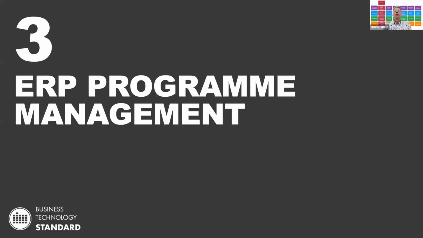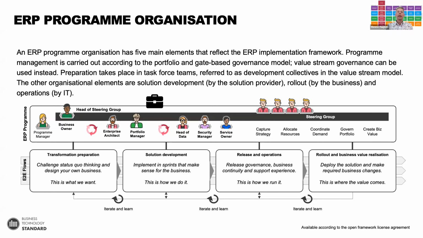The next topic is the ERP program management itself. We have several suggestions on how to do it, but I think the main one is that you should try to set up an organization in the style we have also used for value streams. Here is an example of how it could be set up and what the key roles are. You can see the boxes below: the transformation preparation, solution development, the release and operations, and the rollout and business value realization, which you can also find from this ERP framework. Then we also highlight the key roles.